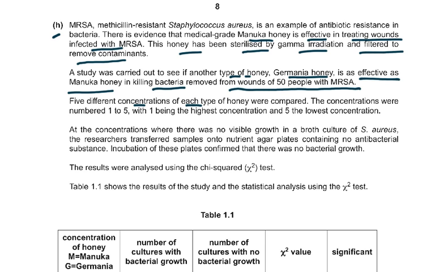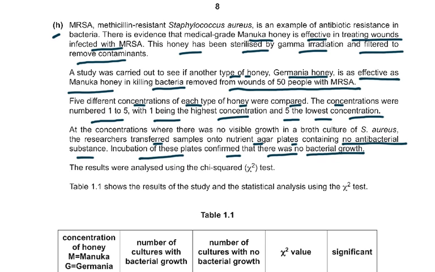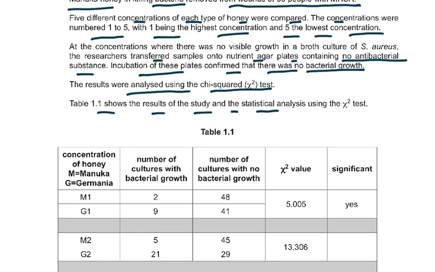5 different concentrations of each type of honey were compared. The concentrations were numbered 1 to 5, with 1 being the highest concentration and 5 the lowest concentration. For all the concentrations where there was no visible growth in a broth culture of S. aureus, the researchers transferred samples onto nutrient agar plates containing no antibacterial substances. Incubation of these plates confirmed that there was no bacterial growth. The results were analyzed using the chi-square test. Table 1.1 shows the result of the study and the statistical analysis using the chi-square test.